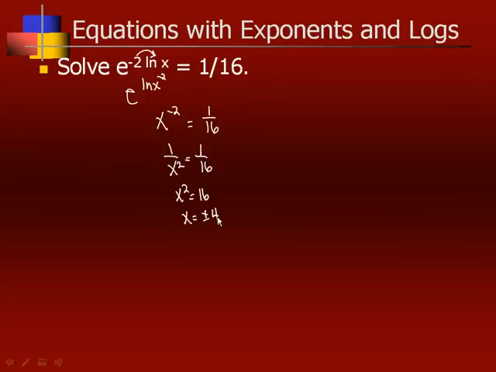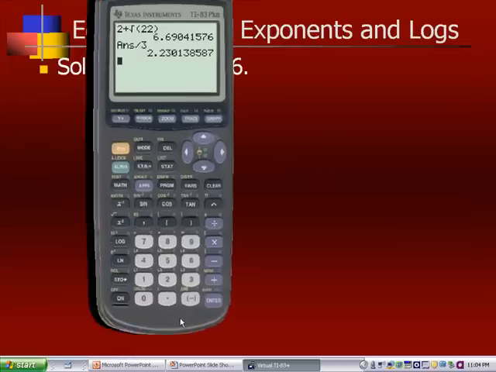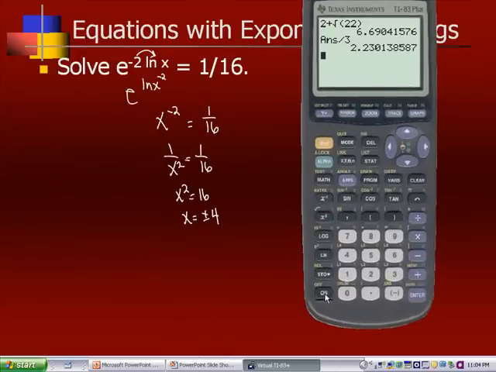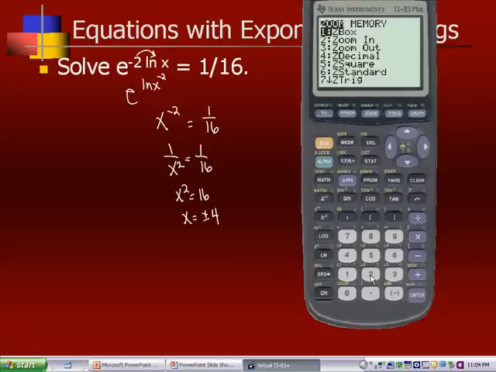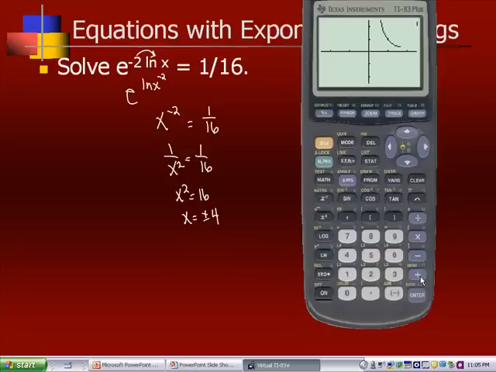Now, if we wanted to just do this one on our calculator from the start, we go to y equals e to the power of negative 2 natural log of x. Close that. The second part says 1 divided by 16. Graph it. Now, when you look at the graph, you don't see that 1 over 16. I'm going to zoom in just a little bit to show you that 1 over 16 is just a horizontal line very, very close to the x-axis of 0.